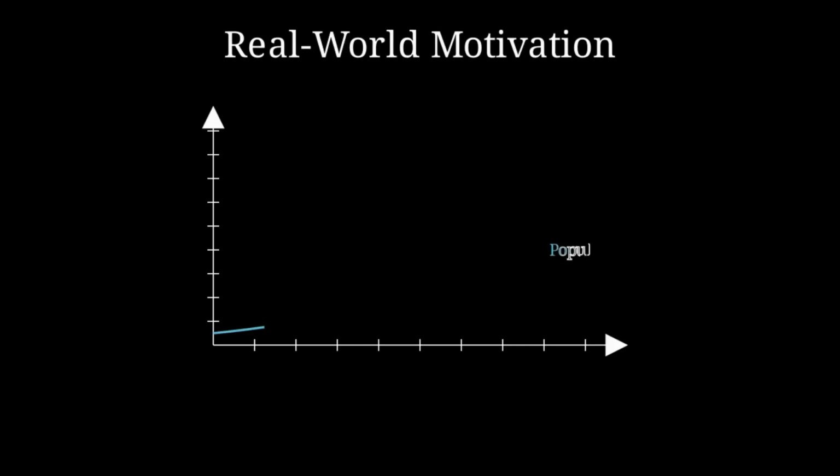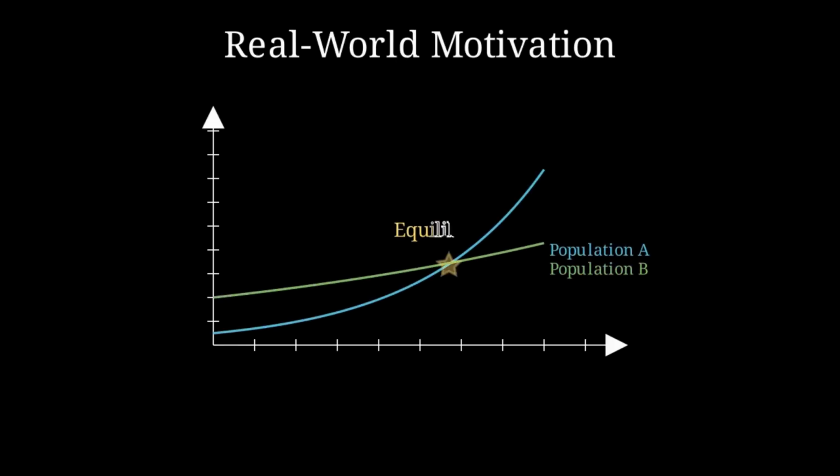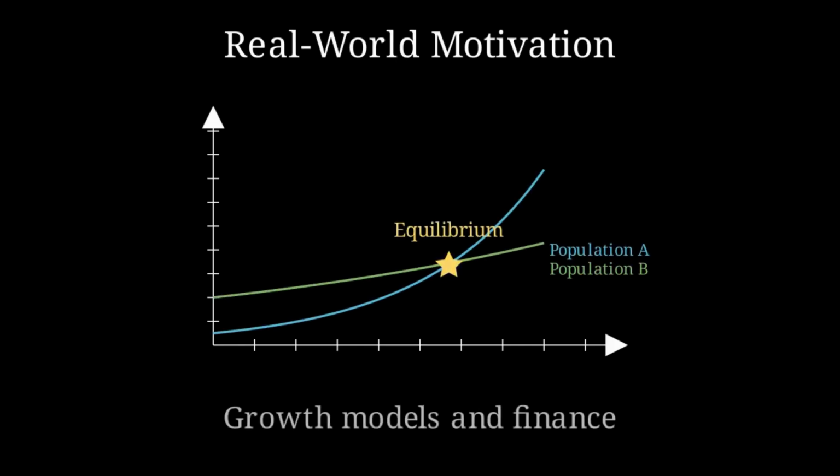Why does this matter? Exponential systems model everything from competing biological populations to compound interest in finance. Finding where these equations intersect tells us exactly when two different growth processes reach the same value.